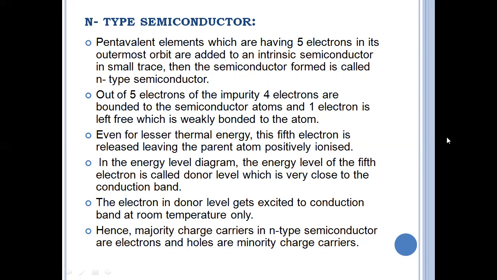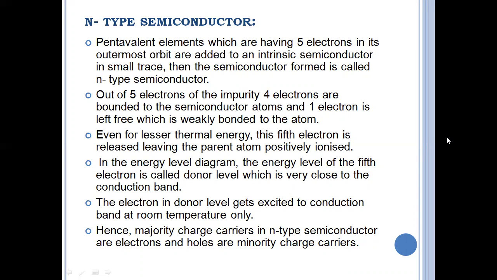So out of those 5 electrons, 4 electrons will be bonded with the semiconductor atoms and one is left free, which is weakly bound to the parent atom. If you give even a small energy, that fifth electron is ready to leave its parent atom, and the atom will become positively ionized after donating the electron.